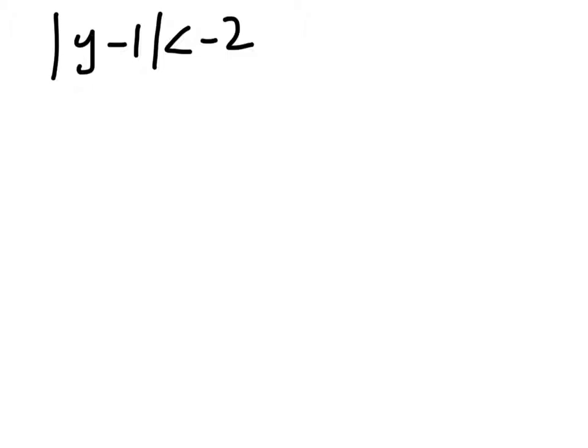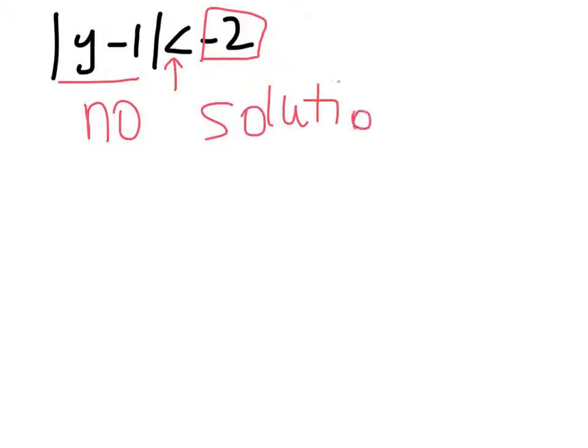Okay? The absolute value of y minus 1 is less than negative 2. So I say, okay, the absolute value symbol is by itself. Is it a special solution? Ooh, I see a negative number over here. So if this has to be smaller than negative 2, that cannot be true. This has no solution, because the absolute value of something will never be smaller than a negative.